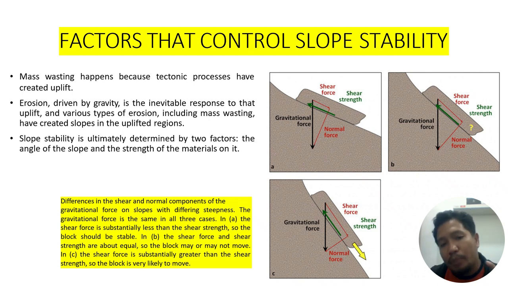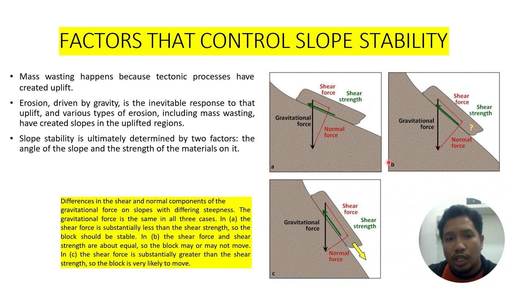So the strength of material on a slope will affect its stability. Weak materials such as unconsolidated sediment or fractured rocks are more likely to fail than strong materials such as solid rock. The presence of water can also weaken materials and make them more susceptible to mass wasting.